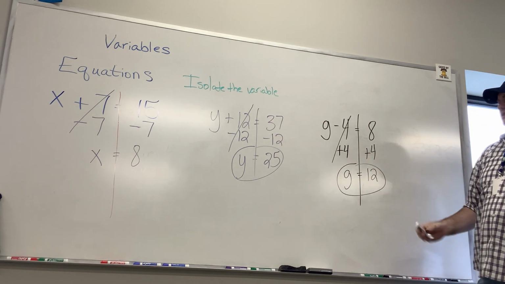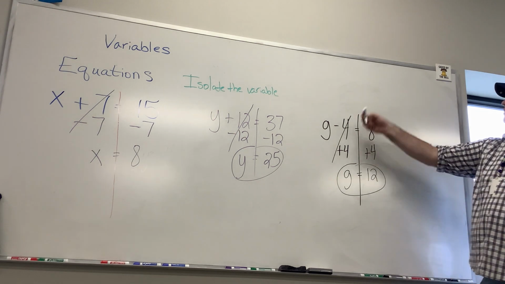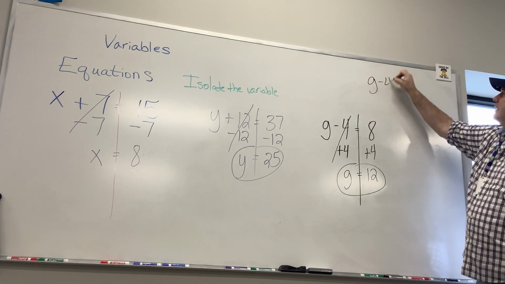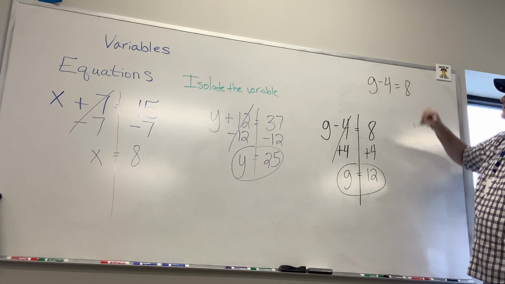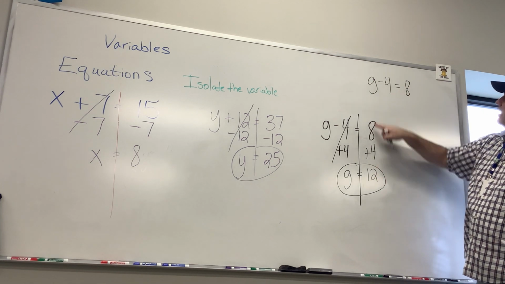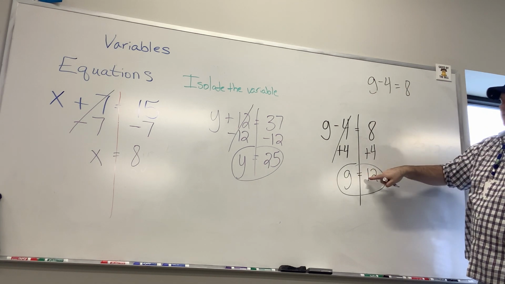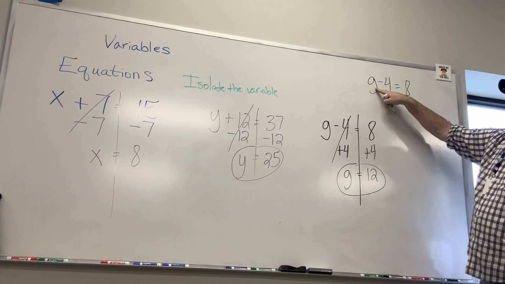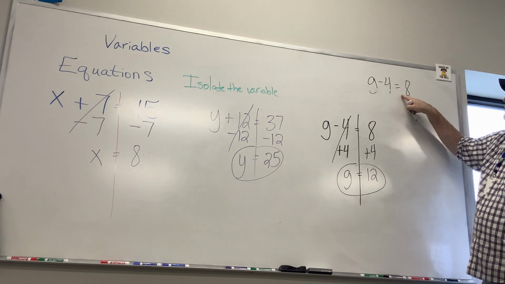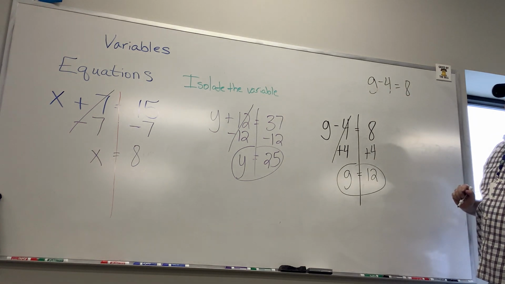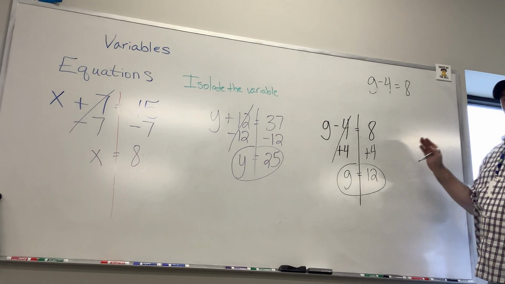Okay, and how you can always check these is plug it back in. Plug it into your original problem and see if that's a true statement. That's why we did substitution first. If I plug that in for g, if g does equal 12, this should be true. 12 minus 4 is 8, and that's a true statement. Okay, so that's doing those.